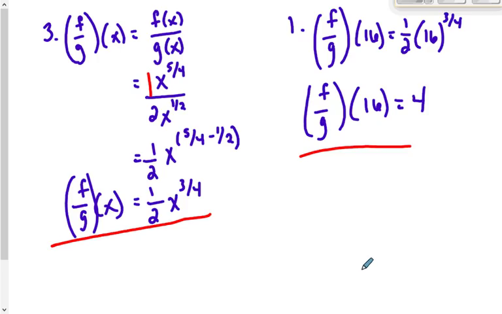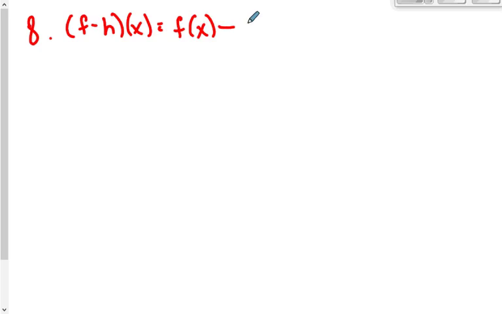Okay? So there's 1 and 3 done. All 8 of these have pairs, so really you only have to work out 4 problems and then plug in 4 numbers. So now let's move on. Looking at number 2, number 2 is f minus h. Which one pairs with number 2? Number 8. So number 8 is f minus h of x, which means I'm going to have f of x minus h of x.